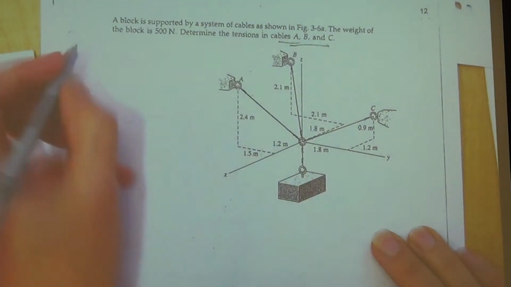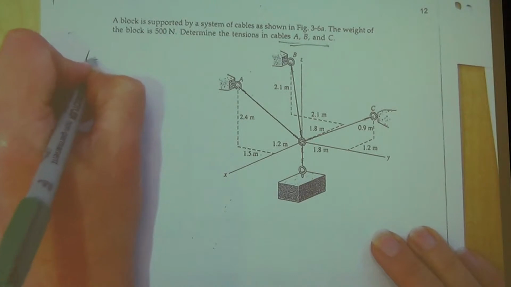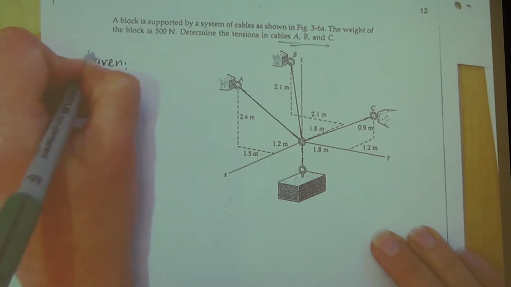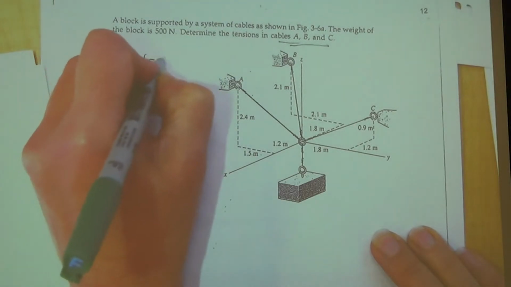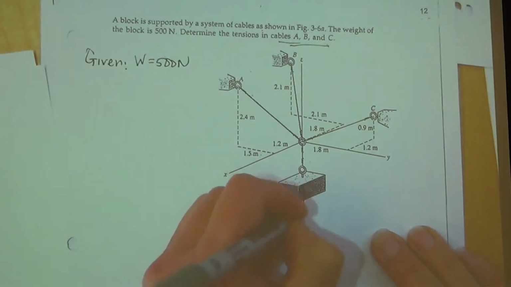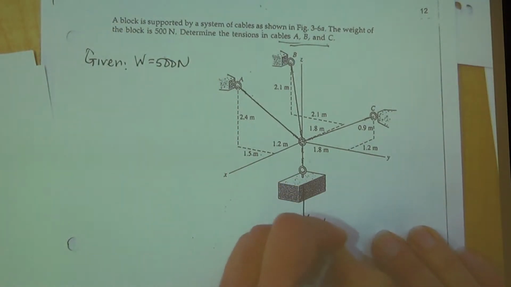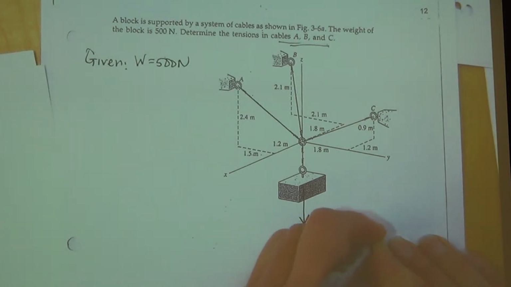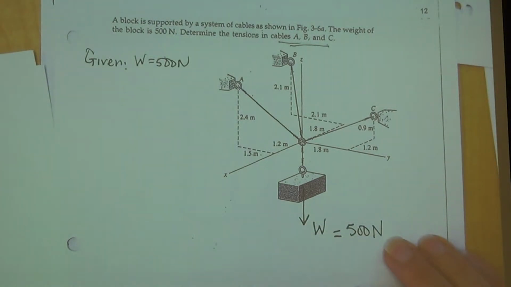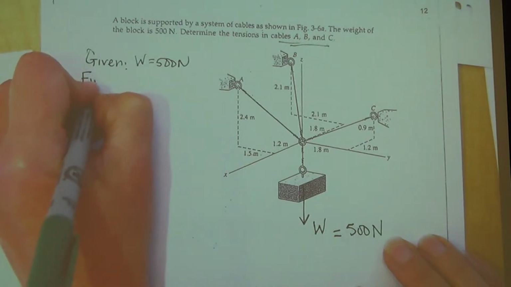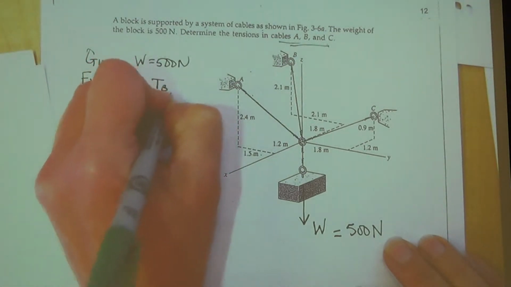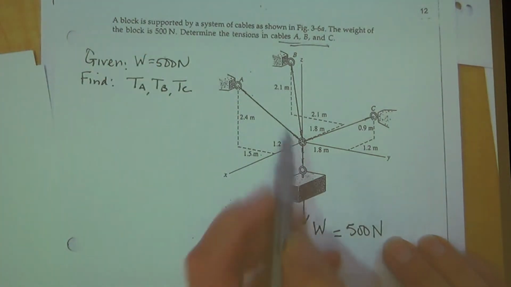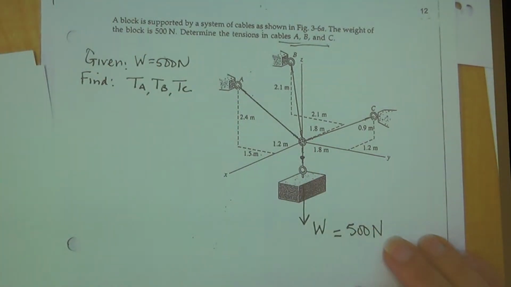So is there anything that's given in the words that's not in the picture? The weight is 500 newtons, sorry. And I'm going to draw it here. This is my scrap, right? What do they want us to find? TA, TB, and TC.